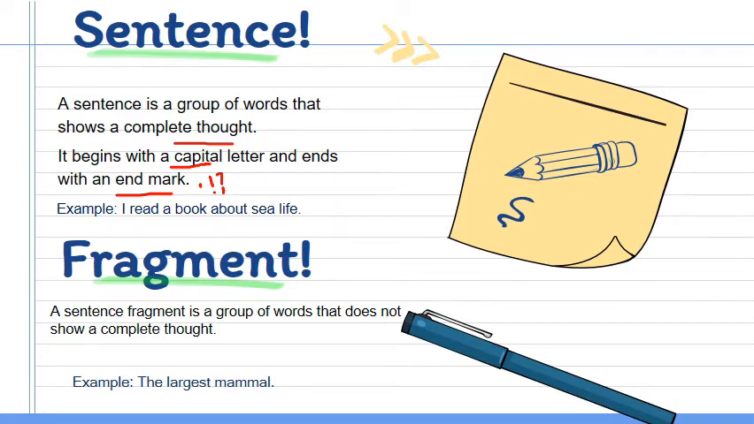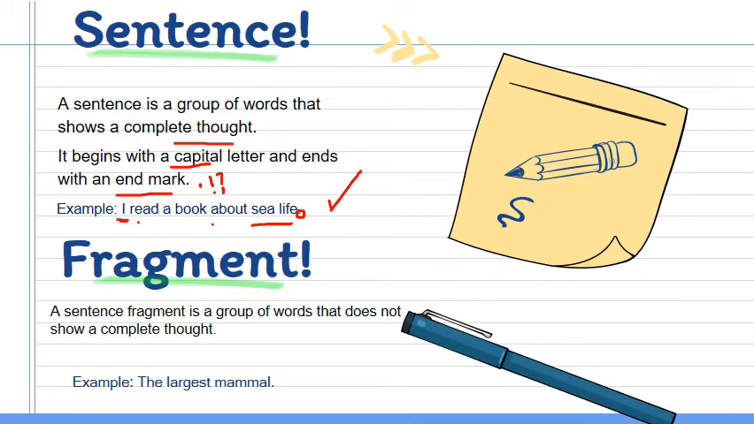For example, I read a book about sea life. As you can see, this sentence begins with a capital letter, it ends with a period, and it shows a complete thought or idea. You can understand from the sentence that the subject, I, did something: read a book about sea life. So it is a complete sentence.